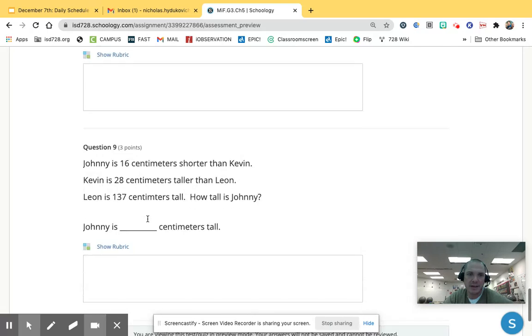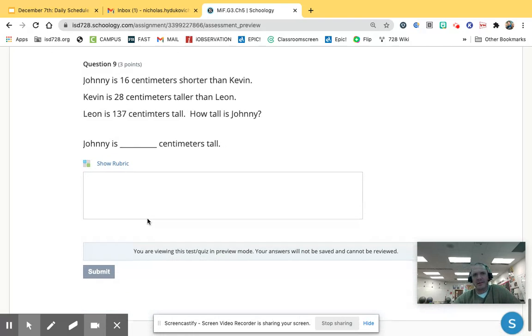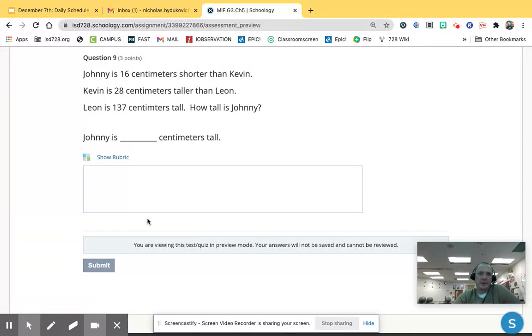And then last but not least, it's the same thing for question number 9, and after this we'll finish this little preview of the test up. But I'm going to tell you, most kids when they solve question 9 after 10 years of doing this, they need to draw pictures. So if I were you, I would recommend drawing a picture of Johnny, a picture of Kevin, and a picture of Leon, and comparing them that way. And it doesn't have to be a fancy or a detailed drawing. You're just drawing them like little stick figures, but that way you have 3 people there that you can see.